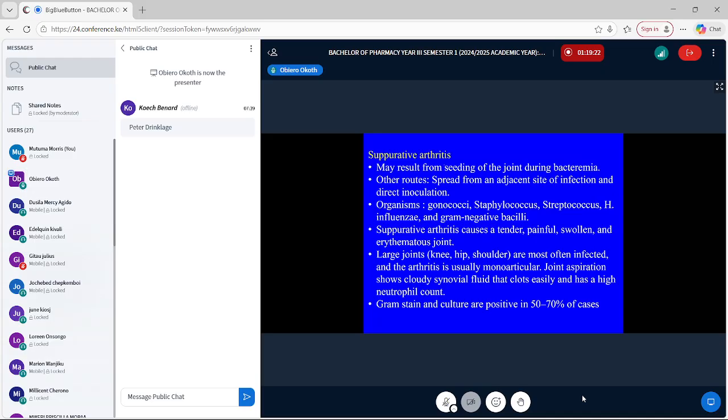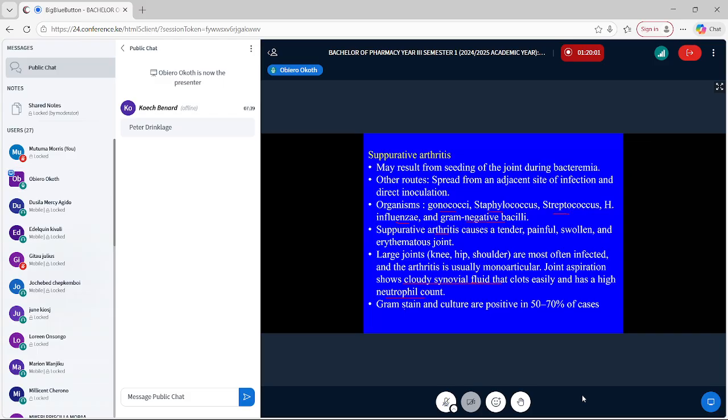Infections of the joints, arthritis. The same, infection from direct inoculation, even from bone. Even the organisms are the same: gonococci, staphylococcus, streptococci, influenza. This is acute inflammation. Large joints are the ones that are affected, so the knee, the hip, and the shoulder. Okay, and when you aspirate the joint, you get a synovial fluid that has a very high neutrophil count.